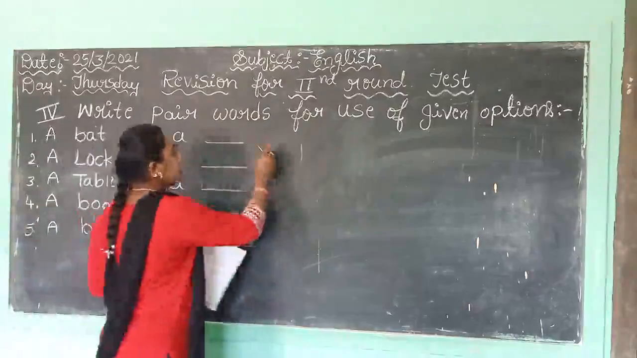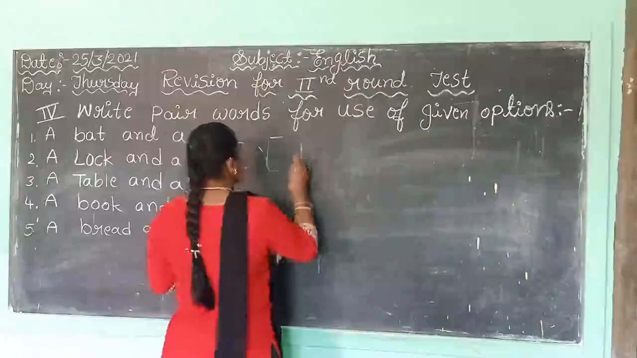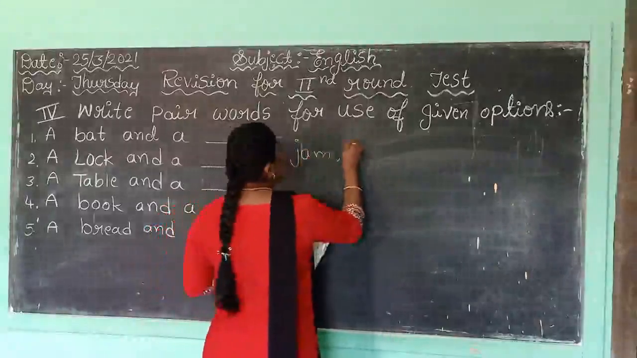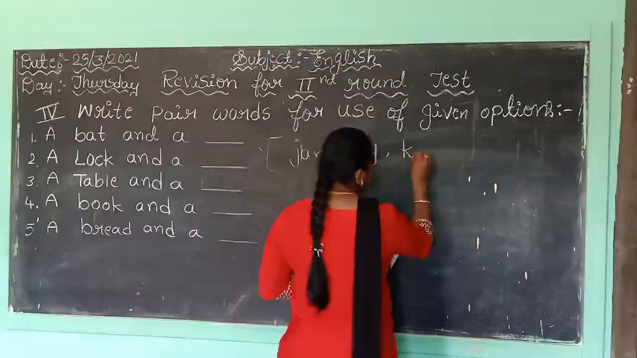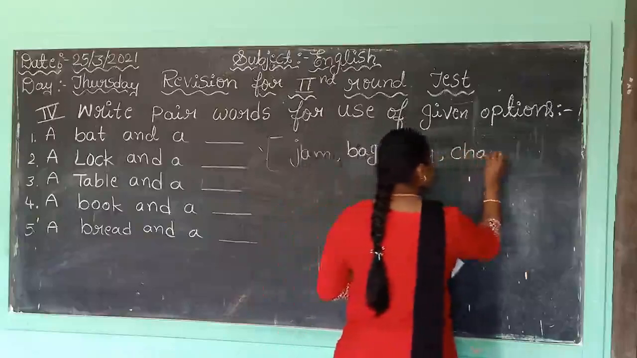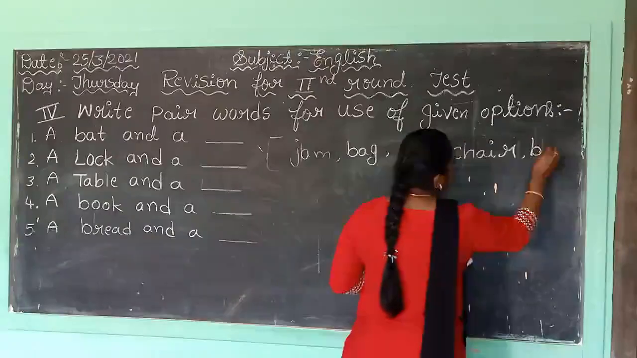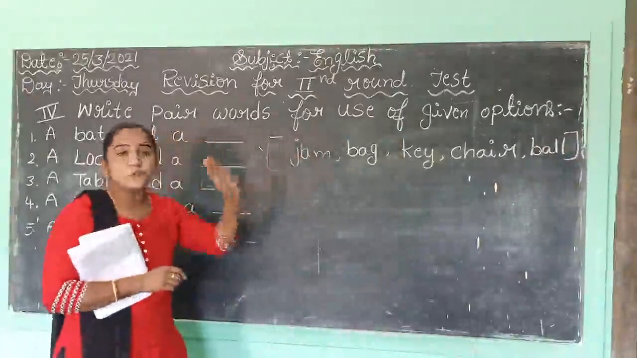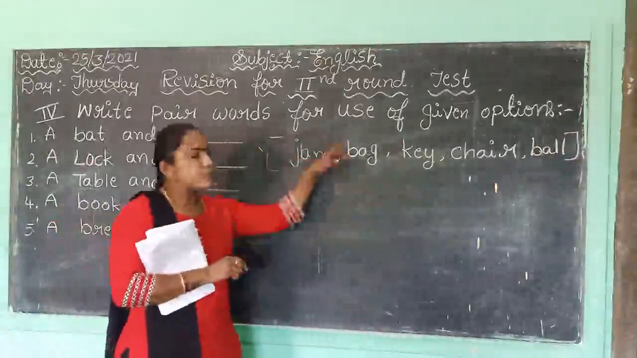So here you write the options also, children, in the brackets: jam, comma, bag, comma, key, comma, chair, comma, ball. So you also write the options in the bracket. Close the bracket here, children, from jam to ball.